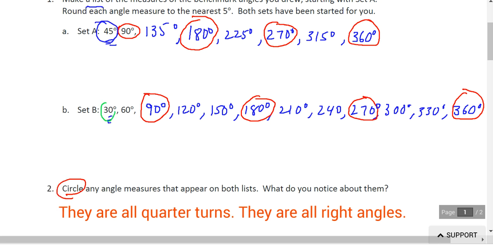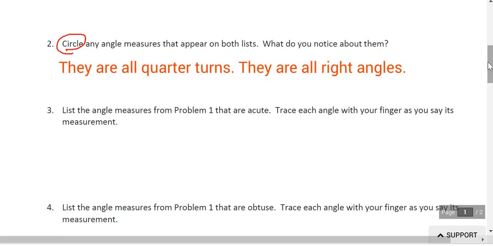And let's see, this is less than 90, this is less than 90. So I have 30, 45, and 60. So that's what I need to write down here. So I have 30 degrees, 45 degrees, and 60. Those are the ones that are less. All right, well, let's keep on going.